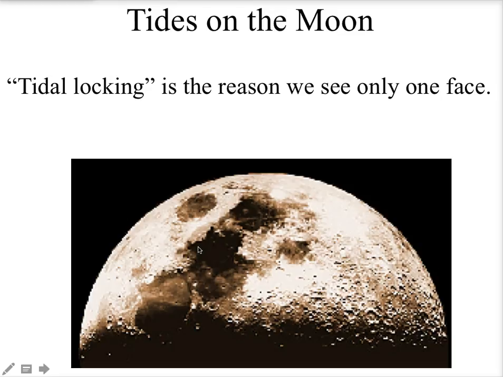The moon does rotate around its axis once every month. Okay, so saying that we're looking at only one face of the moon does not mean it is stationary. With respect to the sun, it rotates on its axis.